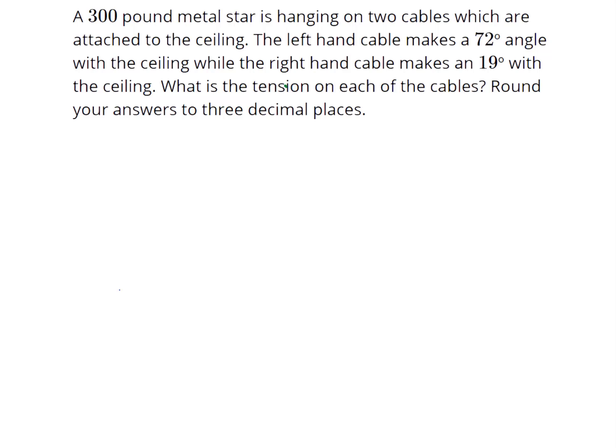A 300-pound metal star is hanging on 2 cables which are attached to the ceiling. The left-hand cable makes a 72-degree angle, while the right-hand cable makes a 19-degree angle. Obviously this is not drawn to scale. We want to find the tension in the cables.